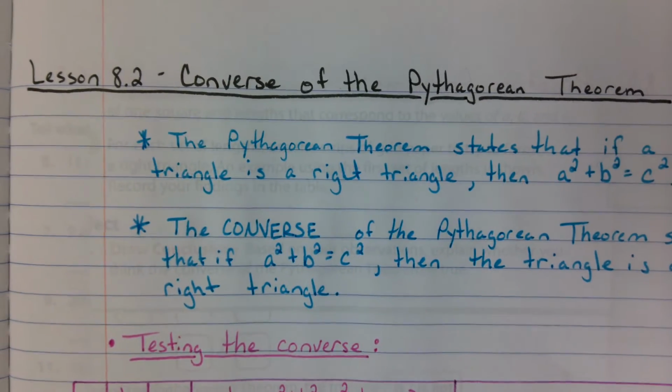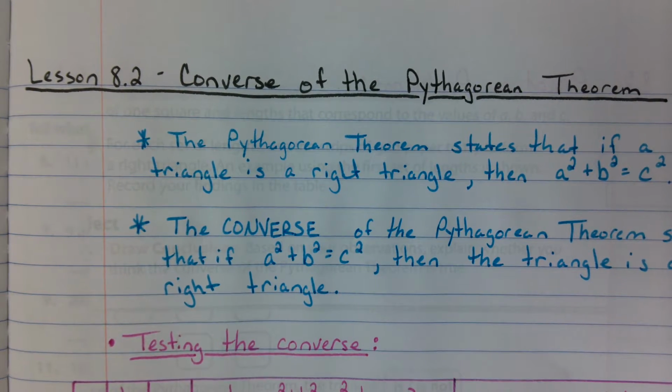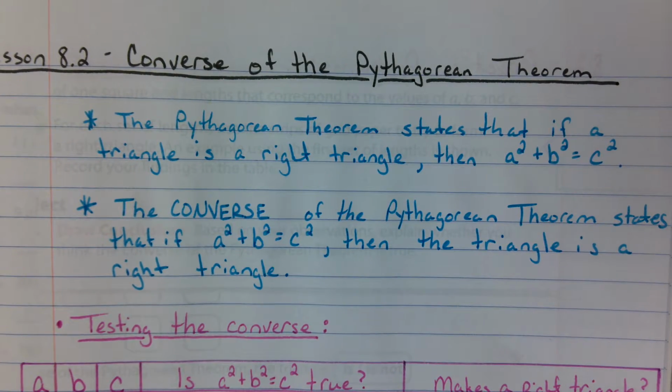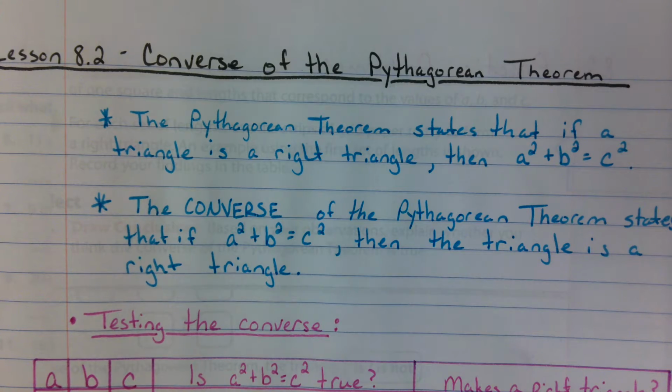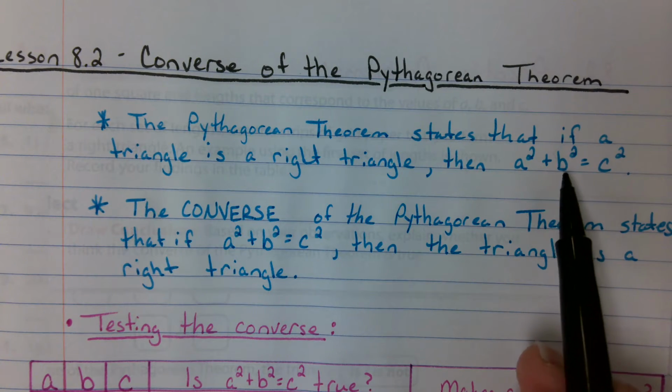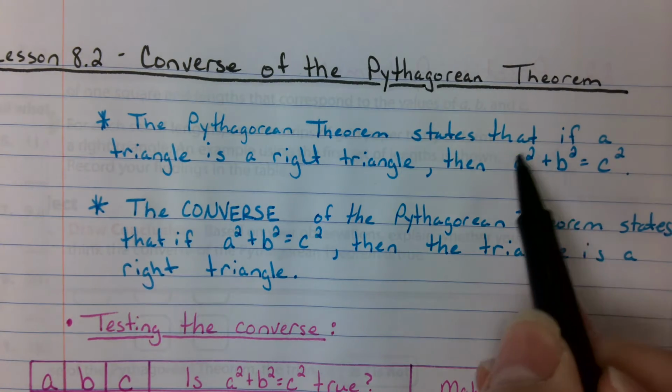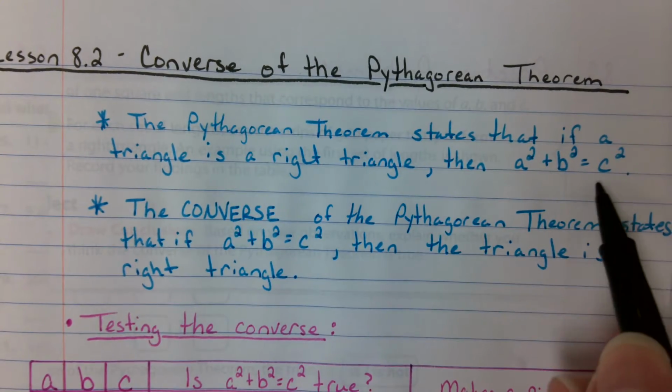Today we're going to follow up the Pythagorean theorem with the converse of the Pythagorean theorem. So we learned yesterday that the Pythagorean theorem states that if a triangle is a right triangle, then a squared plus b squared equals c squared. And remember, the a and the b are your two legs, and the c is the hypotenuse.